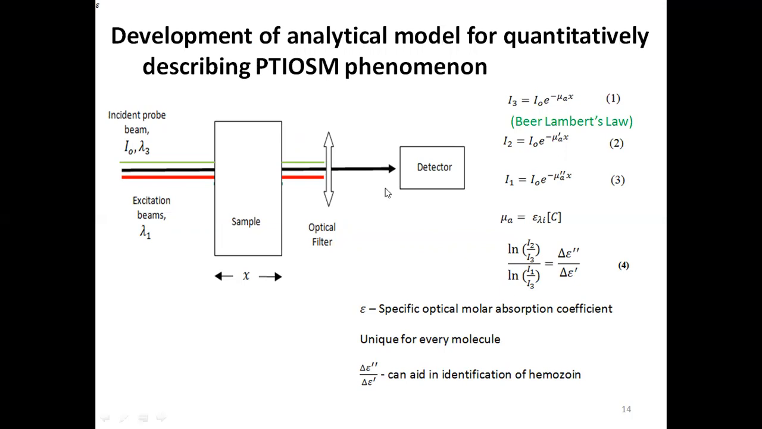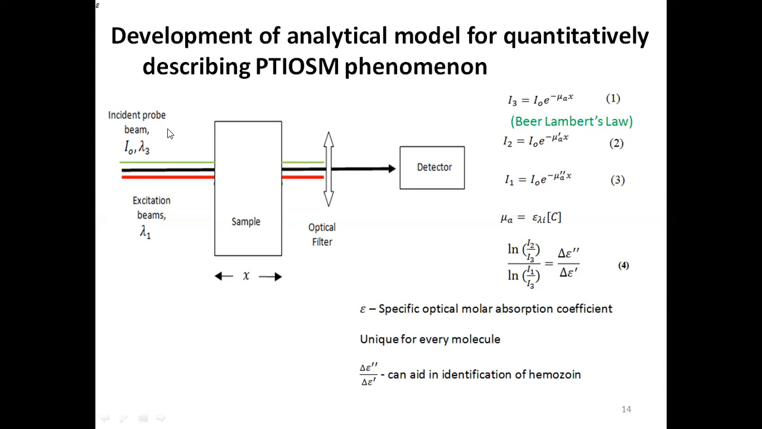Beer-Lambert's law indicates that if you have a beam of light, let us call it a probe beam, incident on a sample, and a portion of that beam is absorbed by the sample, so that a portion of it is transmitted and reaches the detector, then the detected intensity, I3, is given by the product of the incident intensity multiplied by the exponential to negative power mu sub A X, where mu sub A is the optical absorption coefficient of the material, a parameter that tells us how much light has been absorbed by the material, and X is the optical path length of the sample.